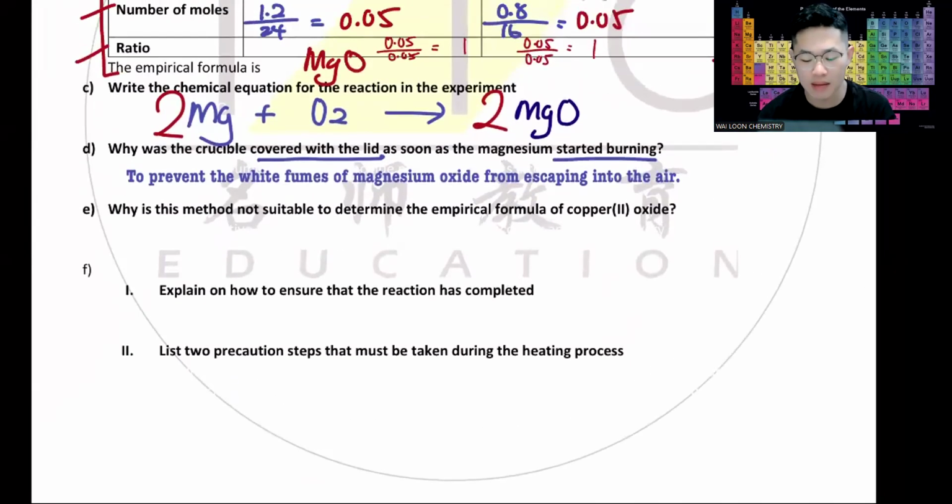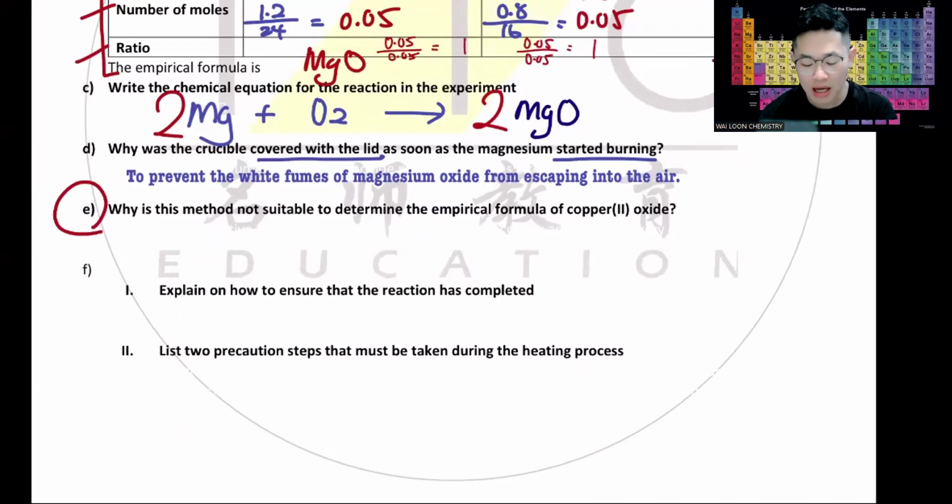Okay, why is this method not suitable to determine the empirical formula of copper 2 oxide? This one we will do later, after we discuss the next experiment.